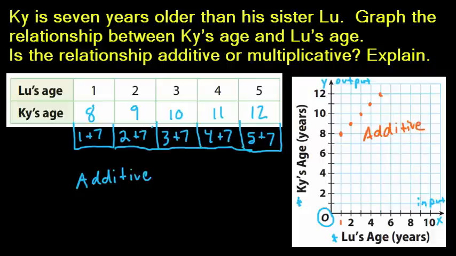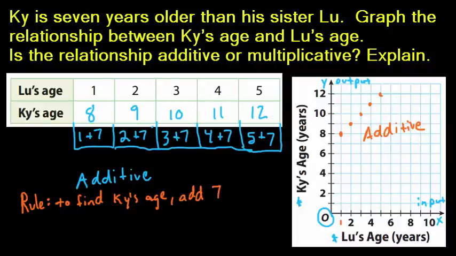Okay. So here, if we're going to write the rule for this, it is that to find Kai's age, add 7 to Lou's age. And that's exactly what the TEK is asking us to do, to show it symbolically right here, show it graphically right here, show it numerically right here, that's a numerical, and show it verbally, which is right here.